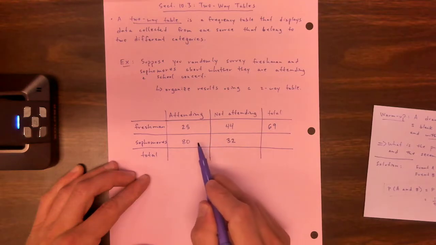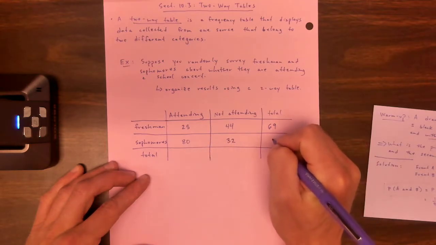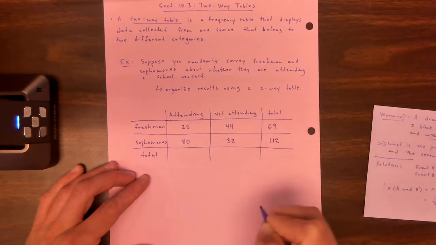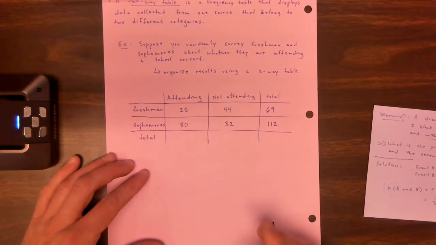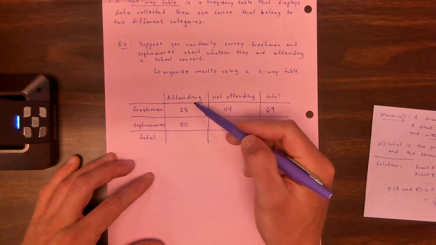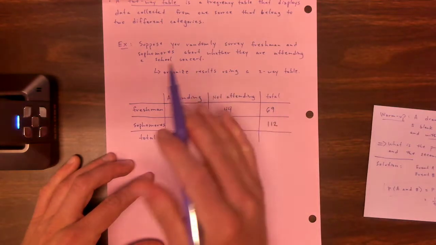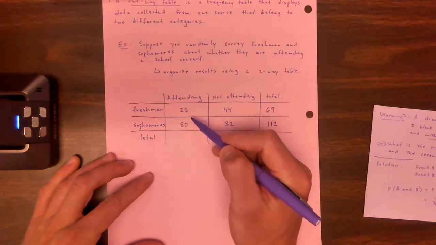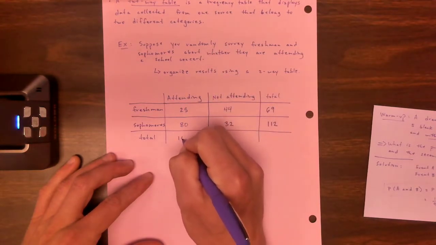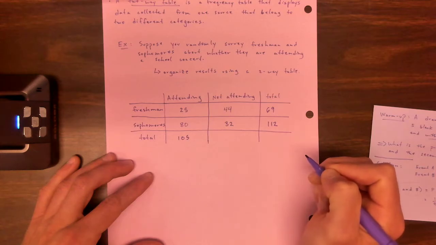We just add up these two numbers. So that would be a total of 112 sophomores surveyed. All right. Now let's think about these totals. How many students are attending? Well, 25 plus 80, 105 are attending.